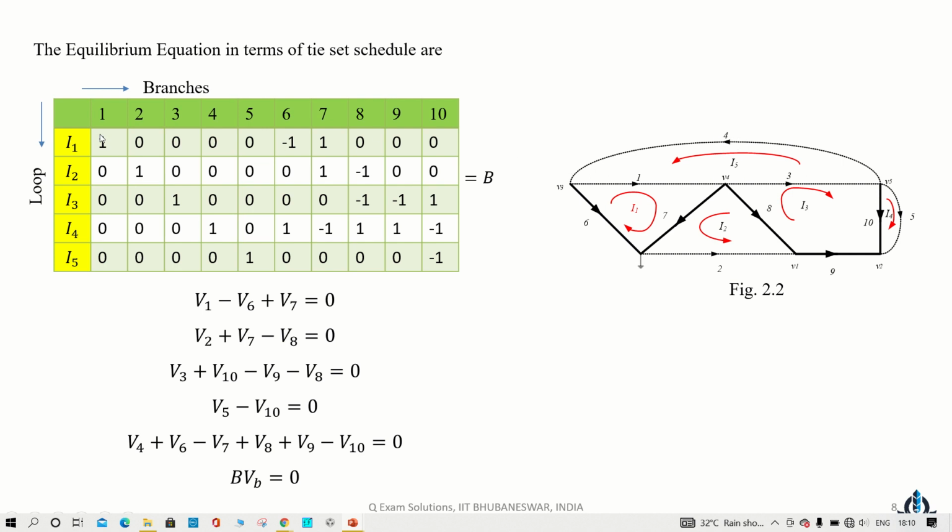So similarly, this tie-set schedule is the matrix between loops and branches. So how many loops? 5 loops. So you write here 5 loops and the total branches here. And what is the direction of the loop? What is the direction of that branch? You take that direction of the loop here, there, there. So what is the equation for this? This is the direction of 1, 7, opposite to 6. 1 opposite to 6 and 7.